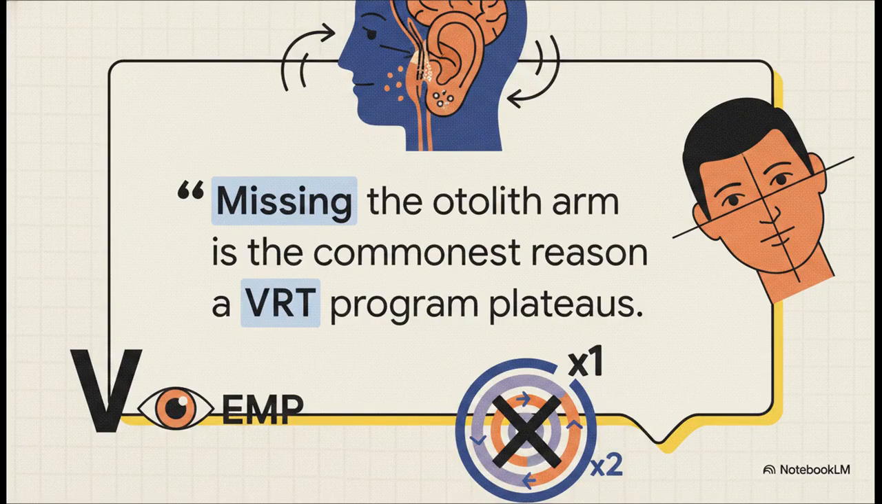I want you to remember this clinical pearl. If lateropulsion or a head tilt just won't go away after you've thoroughly treated a canal lesion, requesting a VEMP and performing an SVV is your immediate next step. Don't just keep pushing VOR x1 and x2 if the otoliths are the actual culprit here.